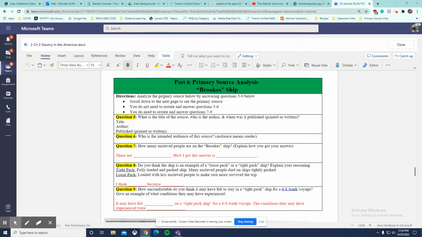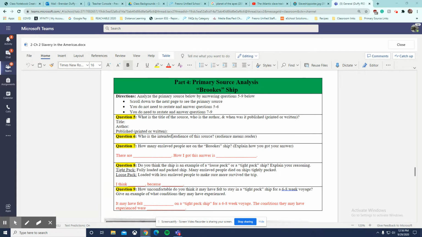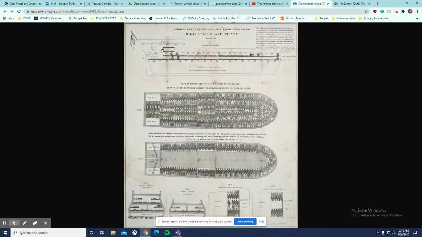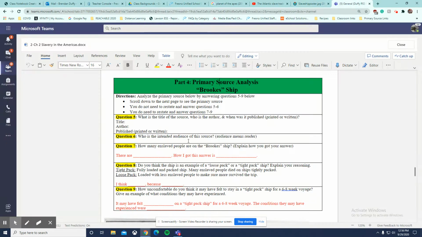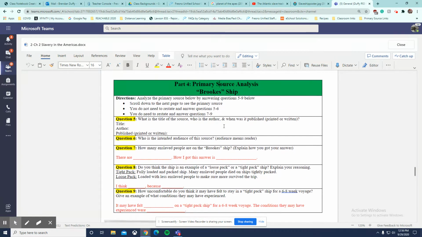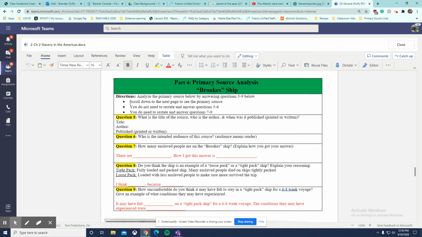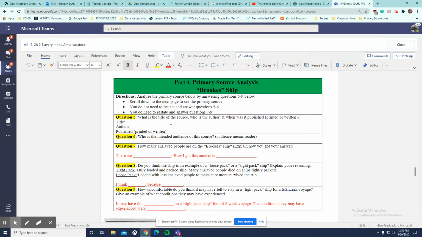So directions: analyze the primary source below by answering questions 5 through 9 below. We're going to scroll down to the next page to see the primary source. There it is. There's also going to be a link in the description for an HD version of this source, which will help when you need to zoom in. This one is not the best quality, and I meant to include a link to it, so my apologies. A link to the high quality one will be in the description on the YouTube video.